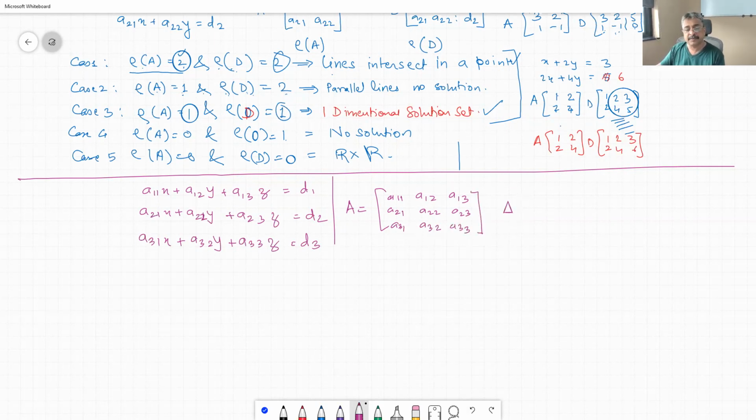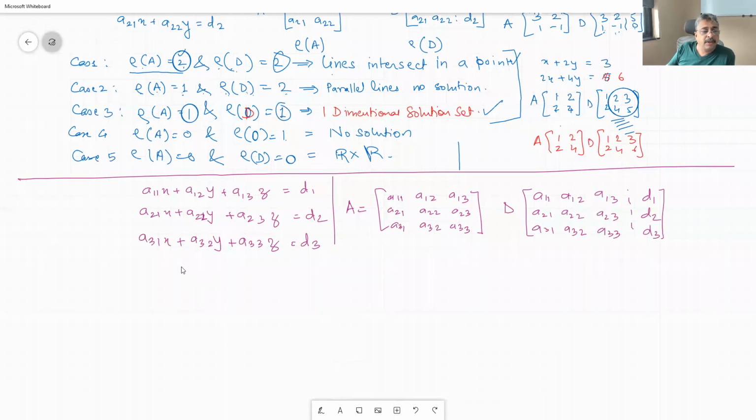Corresponding D is A11, A12, A13, dotted line D1, A21, A22, A23, dotted line D2, and A31, A32, A33, dotted line D3. This is your augmented D. Now cases. Case 1.